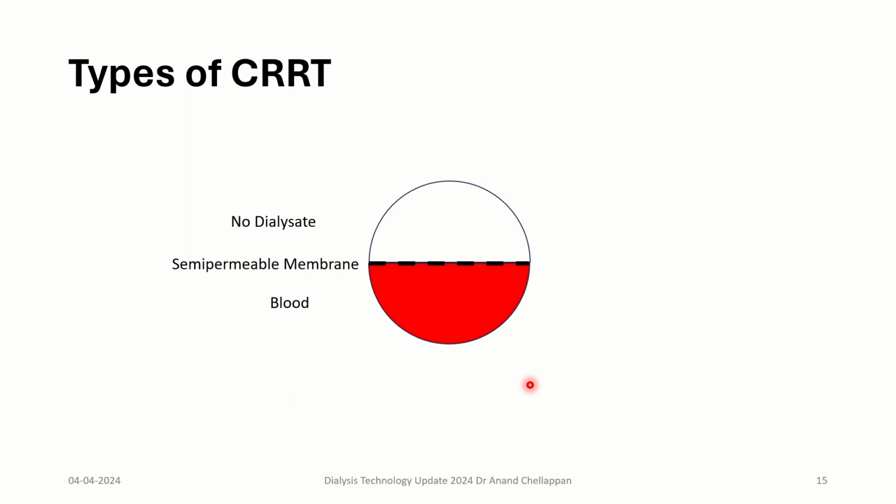The other modality of CRRT, where there is actually no dialysate, but we are just trying to remove the fluid from the blood compartment with the use of pressure, is called slow continuous ultrafiltration, SCUF. It is used in patients who have refractory volume overload. Despite using diuretics, it can help to decongest these patients. Since it's a slow form of therapy, the fluid removal is also slow and it can be controlled, and it gives better volume control.